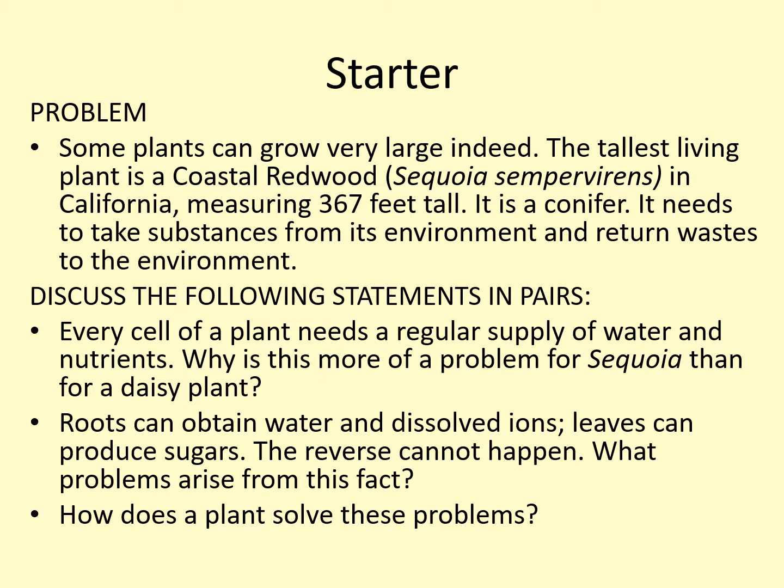Roots can obtain water and dissolved ions. Leaves produce sugars. The reverse cannot happen. What problems arise from this fact? And then how does a plant solve these problems? So have a little think about these questions.